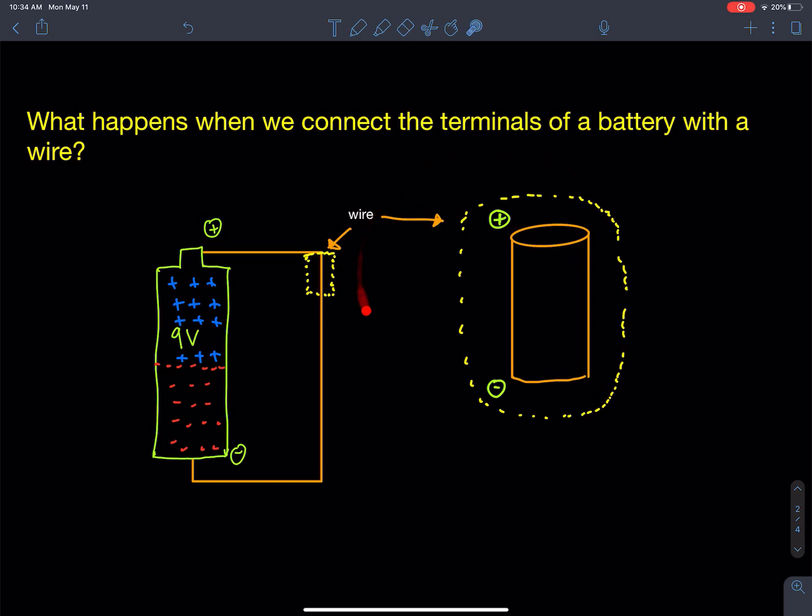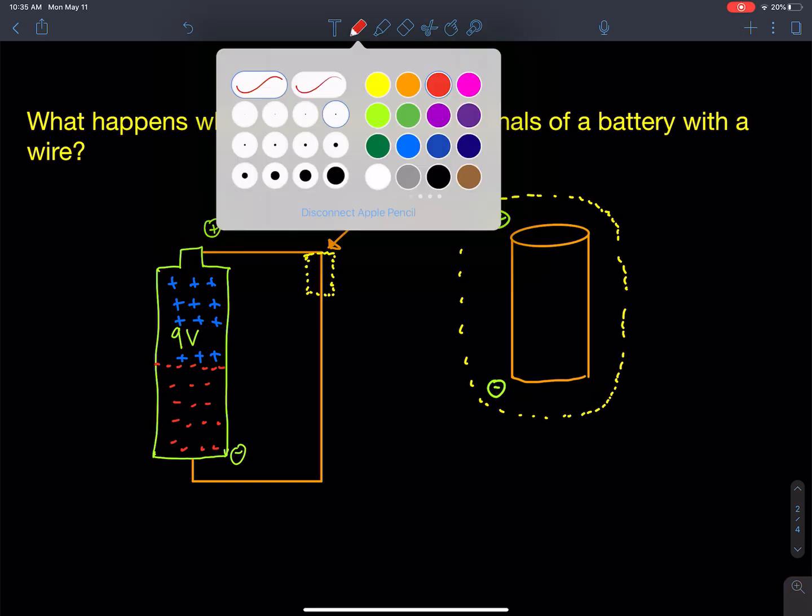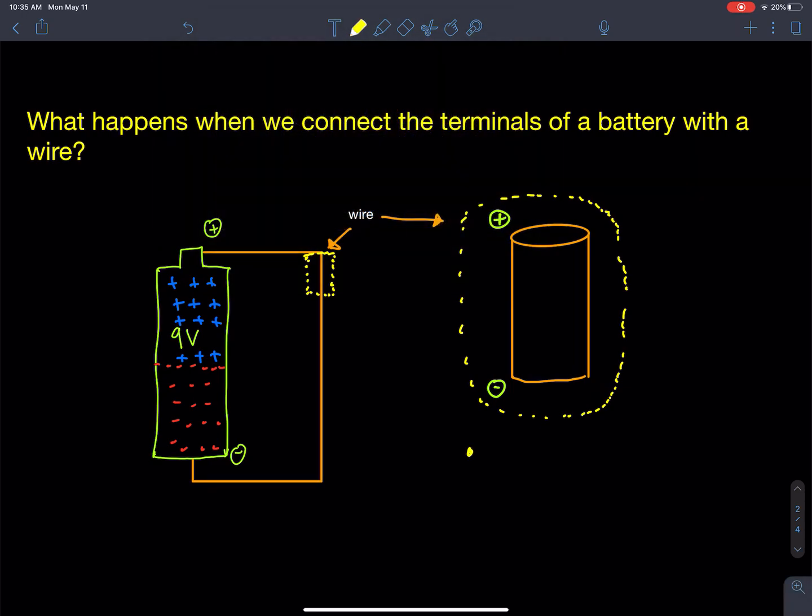Okay, so here you see a cross section. I cut out that little section of the wire. Immediately when you connect those two terminals, it's a conductor, so it allows the movement of electrons inside of it. If I just take the cross section of that wire, it immediately senses a positive side on this side and a negative side on this side. And what happens is the battery supplies electrical pressure.